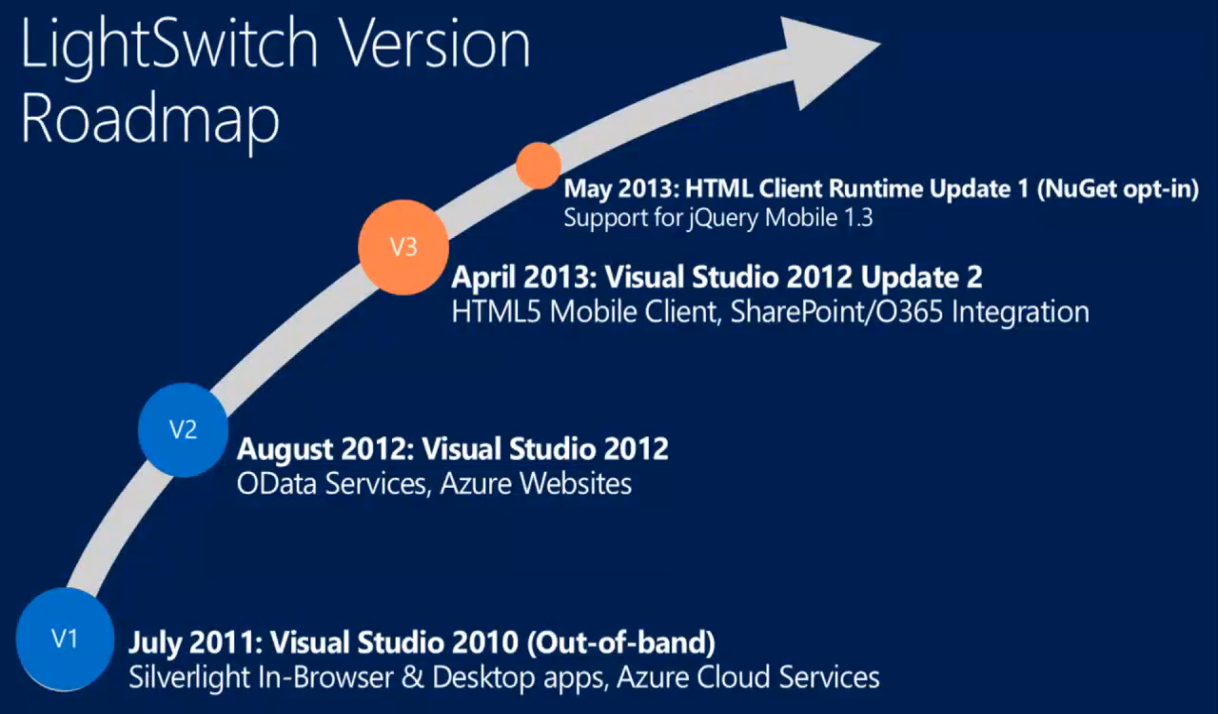So there's an opt-in. Just use the NuGet package we released in May. Just one month later, we released a runtime update, the client runtime update that you can opt in to. So if you want to take advantage of some of the newer features in jQuery Mobile 1.3, you could opt in to take that update. That's how we're going to update the HTML client so that we're never left behind.